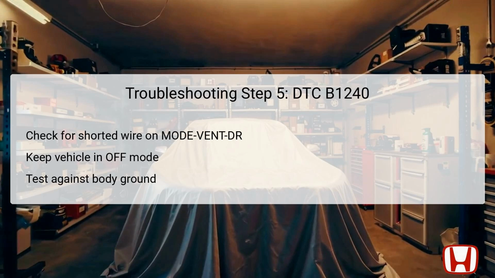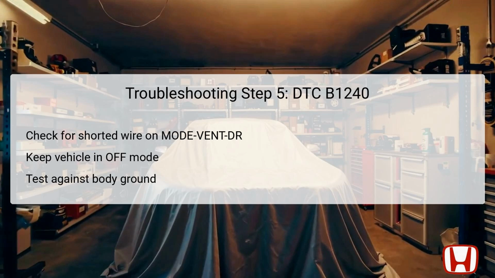This step involves checking for any shorted wires pertaining to the mode vent DR line. Just as before, start with the vehicle in the off-lock mode to maintain safety standards. Disconnect the relevant connectors to isolate the circuit for testing. Use a multimeter to assess continuity between test point 1 at climate control unit connector B24P number 19 and test point 2 at body ground.